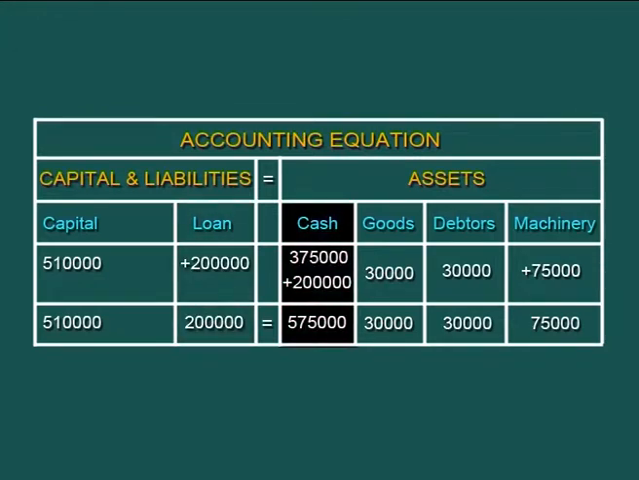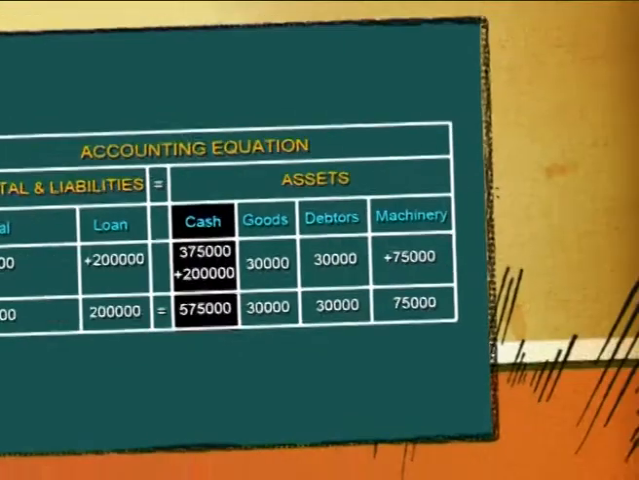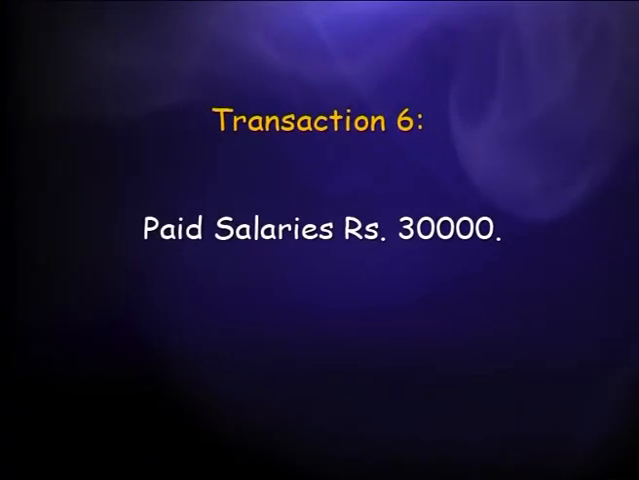While on the other side cash increases by rupees 2 lakh, from 375,000 it becomes 5 lakh 75,000 rupees and the total of assets also becomes 7 lakh 10,000 rupees. Next transaction, let us go for an expense. We paid salaries of rupees 30,000.